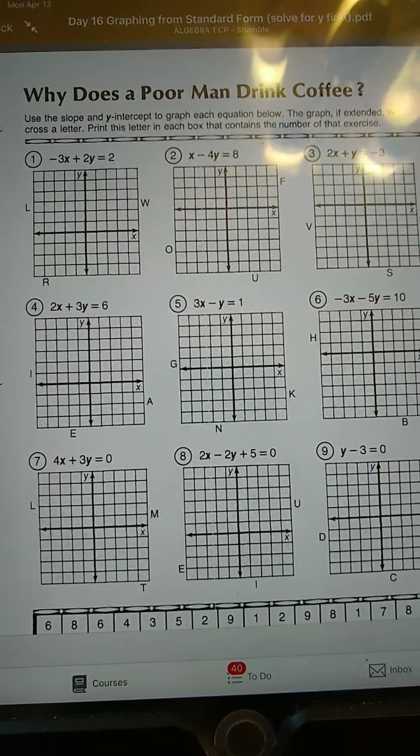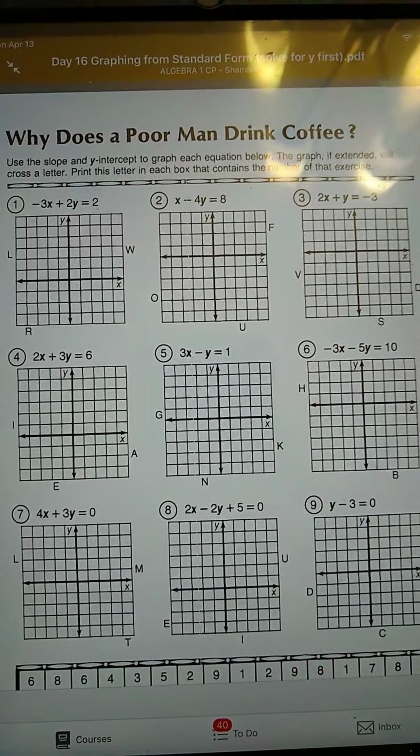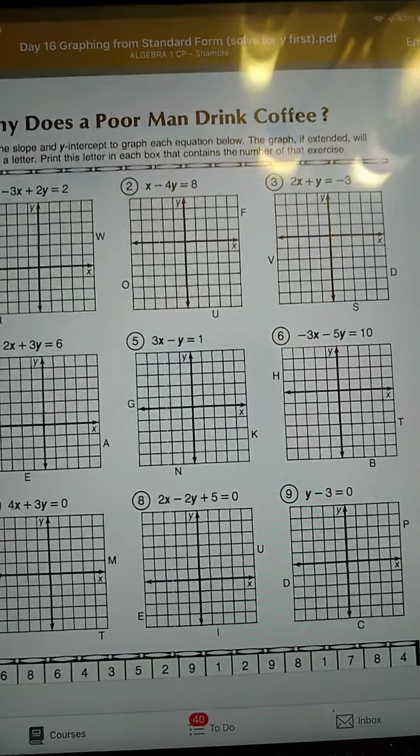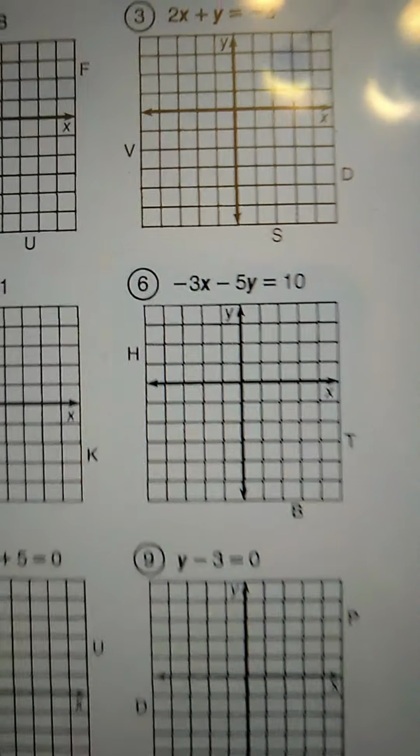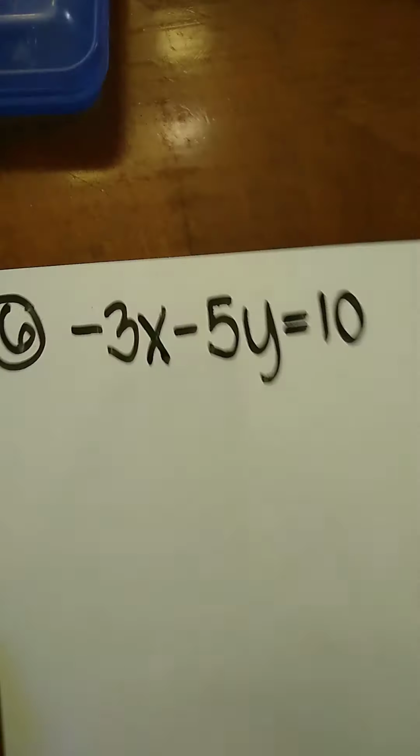Hi guys, Miss Shamble here with your day 16 video on graphing lines from standard form where you have to solve for y first. I'm going to be doing number 6, which I have written on this whiteboard right here. Obviously I'm going to have to flip the whiteboard over to actually graph it, but I needed the space.